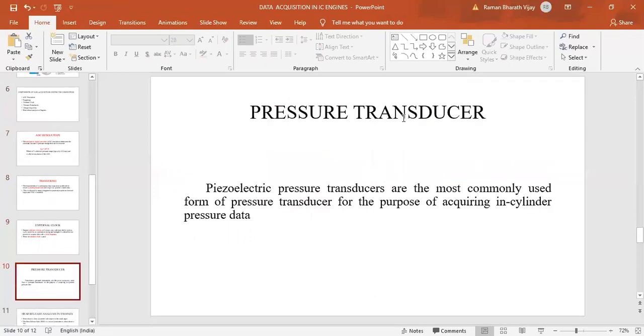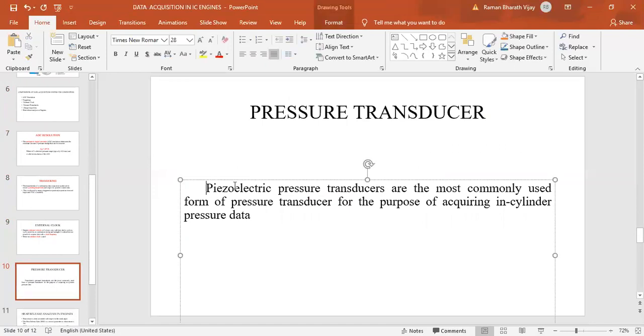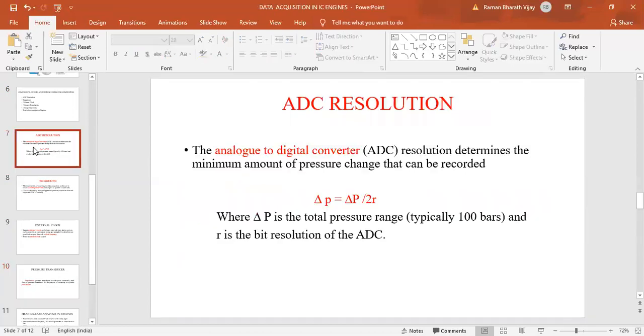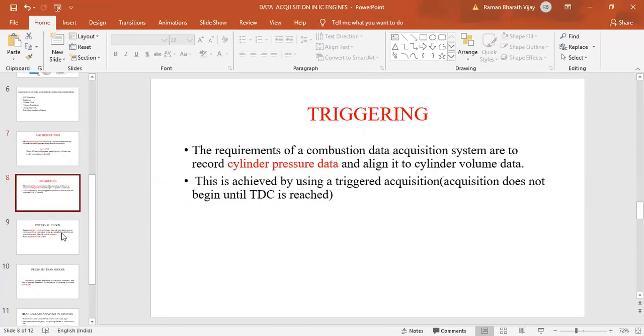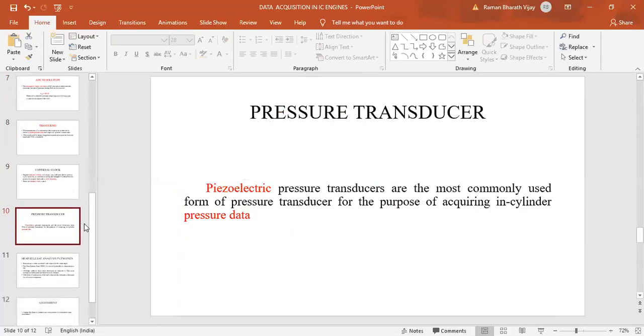Here, for the general pressure transducer, we use a piezoelectric pressure transducer. It is commonly used, and the pressure transducer is used to acquire the pressure data. So it is a simple one. If you want to know the pressure data in the cylinder, then you use this pressure transducer. The pressure transducer used here is piezoelectric. So in the components of ADC, we have the ADC resolution, triggering, external clock, pressure transducer.